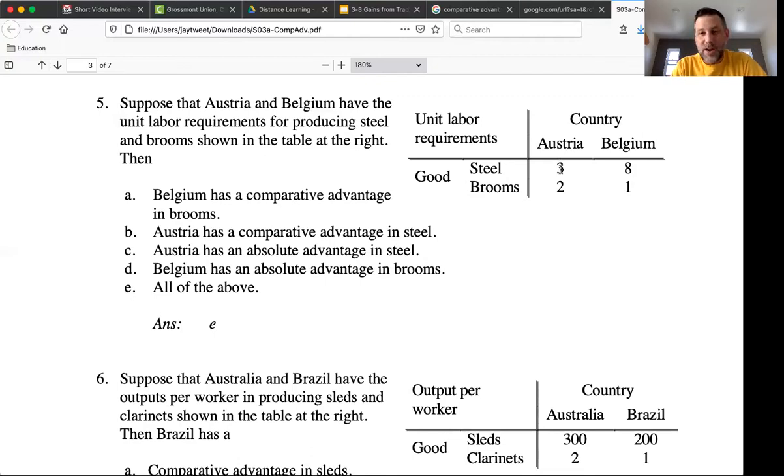So Austria has it for steel, Belgium has it for brooms, and always, if one has one absolute advantage and the other has the other, it's going to be the same thing with comparative advantage. But we could go through and do the math, find the opportunity cost, and it should work out the same. Feel free to pause the video and do that if you want. Let's look at number 6 now.